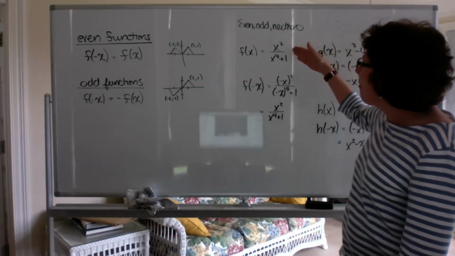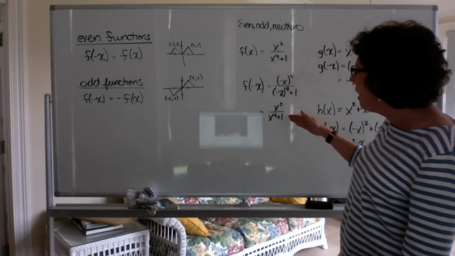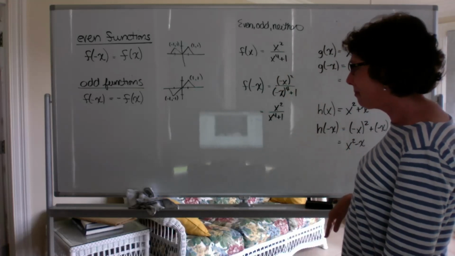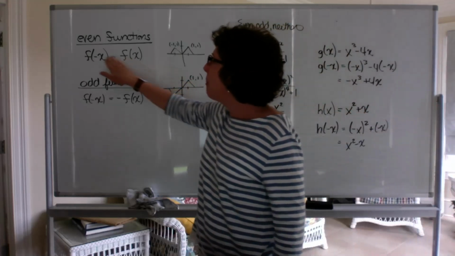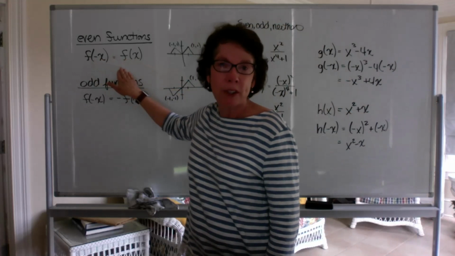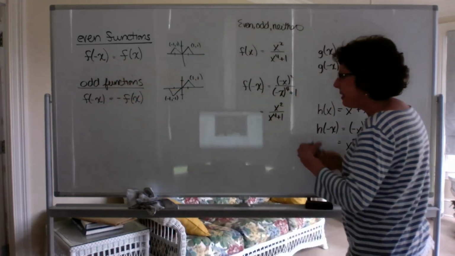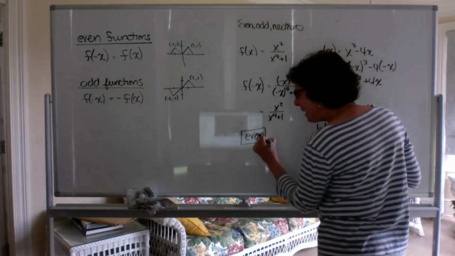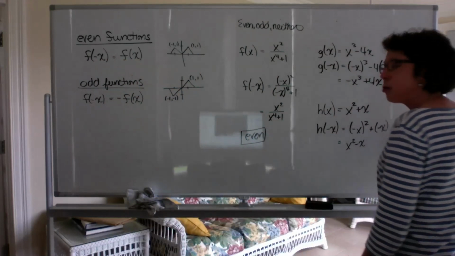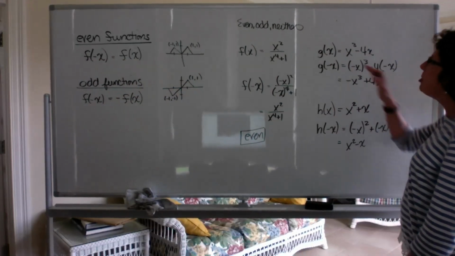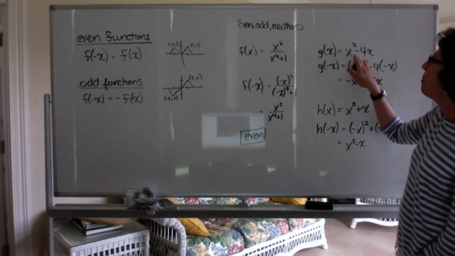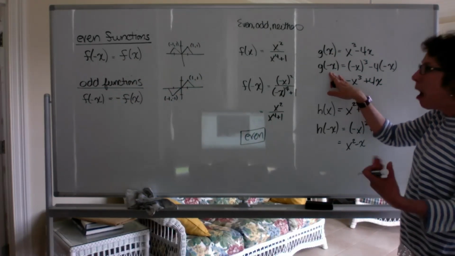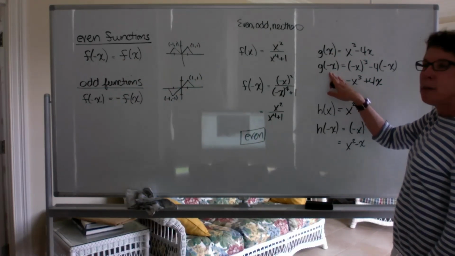Okay, so look, my f of x and my f of negative x are the same thing. So my f of x and my f of negative x are equal to each other. So what that means is this function is an even function. It is even. Okay, let's try the g function over here. I have a g of x equals this rule. Now let's go ahead and find the g of the opposite of x. Well, we're going to compare and see what happens.